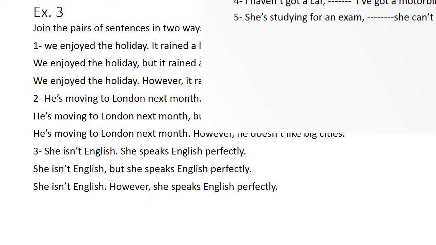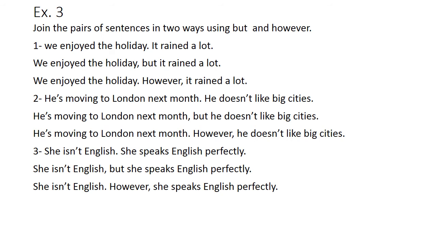Example number 3. Join the pairs of sentences in 2 ways using but and however. We have 2 sentences, 1, 2, 3, and we can join these 2 sentences by but and by however. 2 times we join it. The first one we join these 2 sentences by but, and the second one by however. Number 1, we enjoyed the holiday. Full stop, it rained a lot.